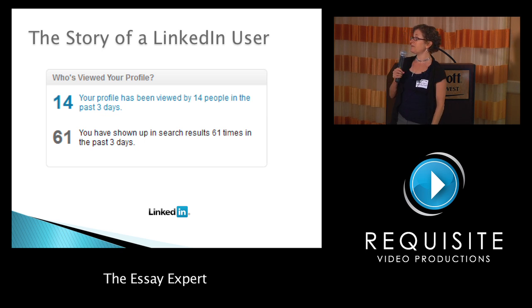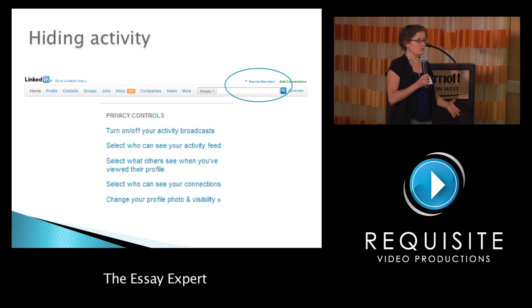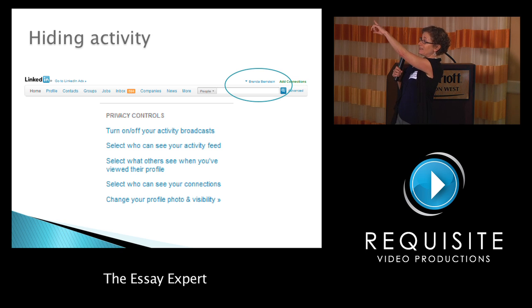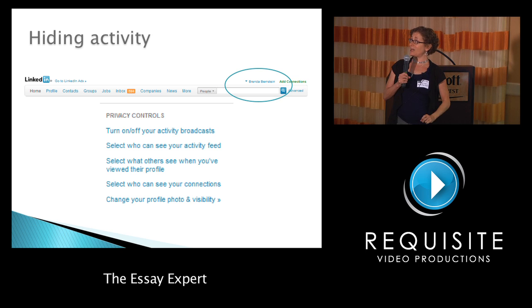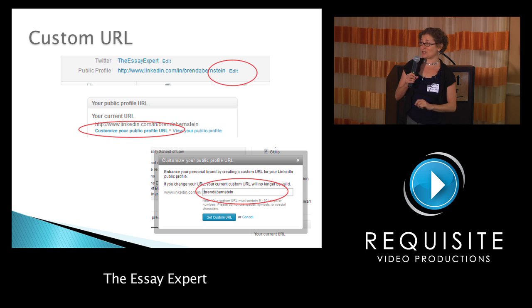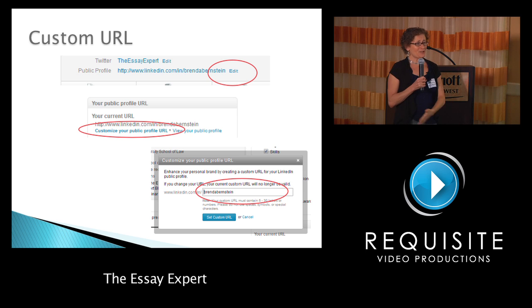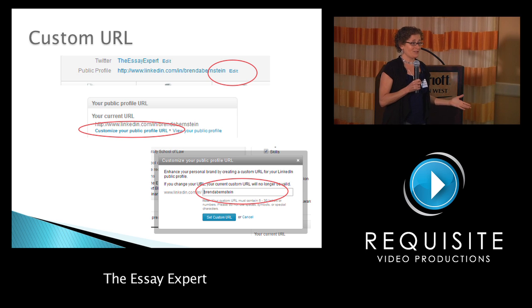Another hidden part of LinkedIn: how do you turn on or off your privacy settings so certain activities do or don't get broadcast? It's in that tiny little upper right-hand corner under your name, the settings. You just push on that little down arrow and you'll get to your settings and you can change your privacy settings.